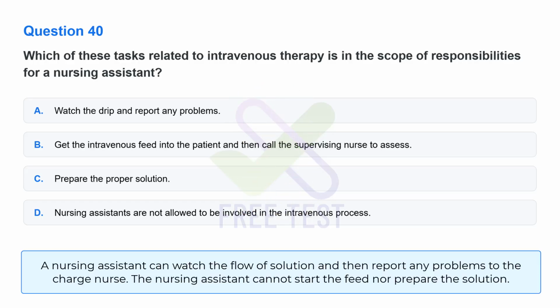The correct answer is A. Watch the drip and report any problems. A nursing assistant can watch the flow of solution and then report any problems to the charge nurse. The nursing assistant cannot start the feed nor prepare the solution.